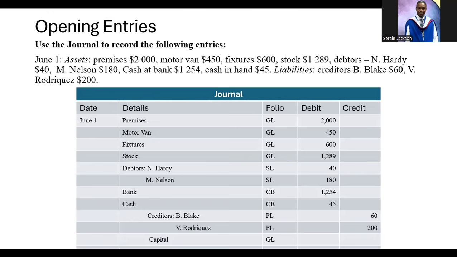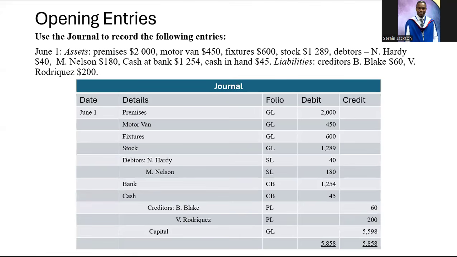That is the difference between both of them, 5,598. So that would be our capital figure. And now both sides would be equal. Both sides would be equal to 5,858. And that is really how you balance off your general journal, right? You would double line that. So that is how you record opening entries, right? Pretty simple, nothing too difficult where that is concerned.